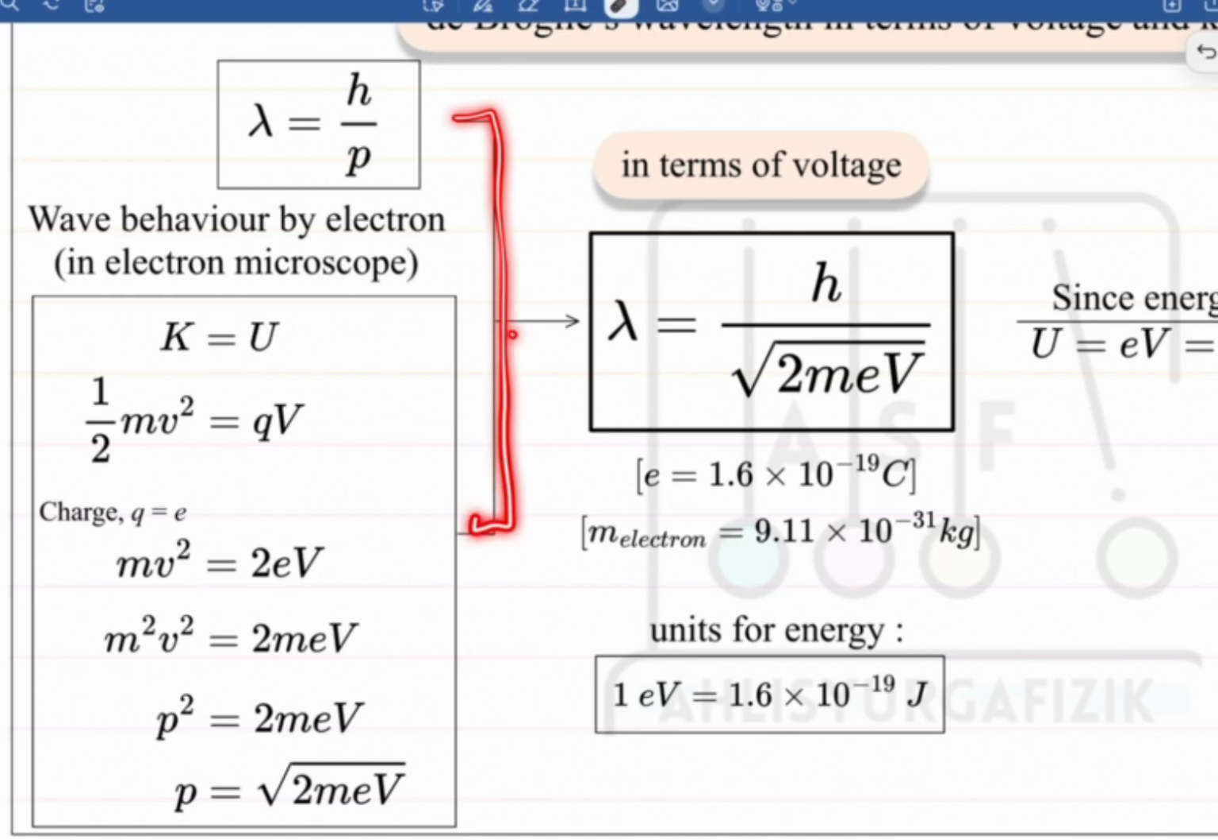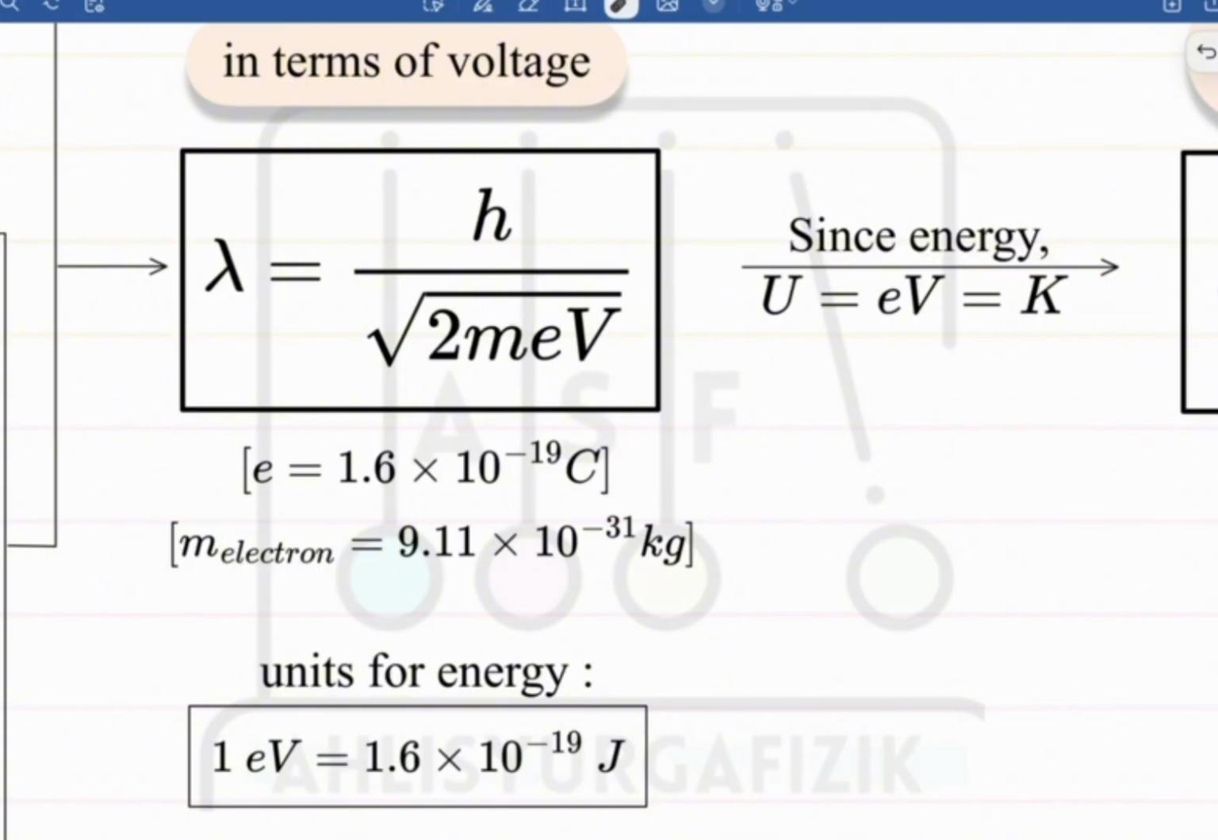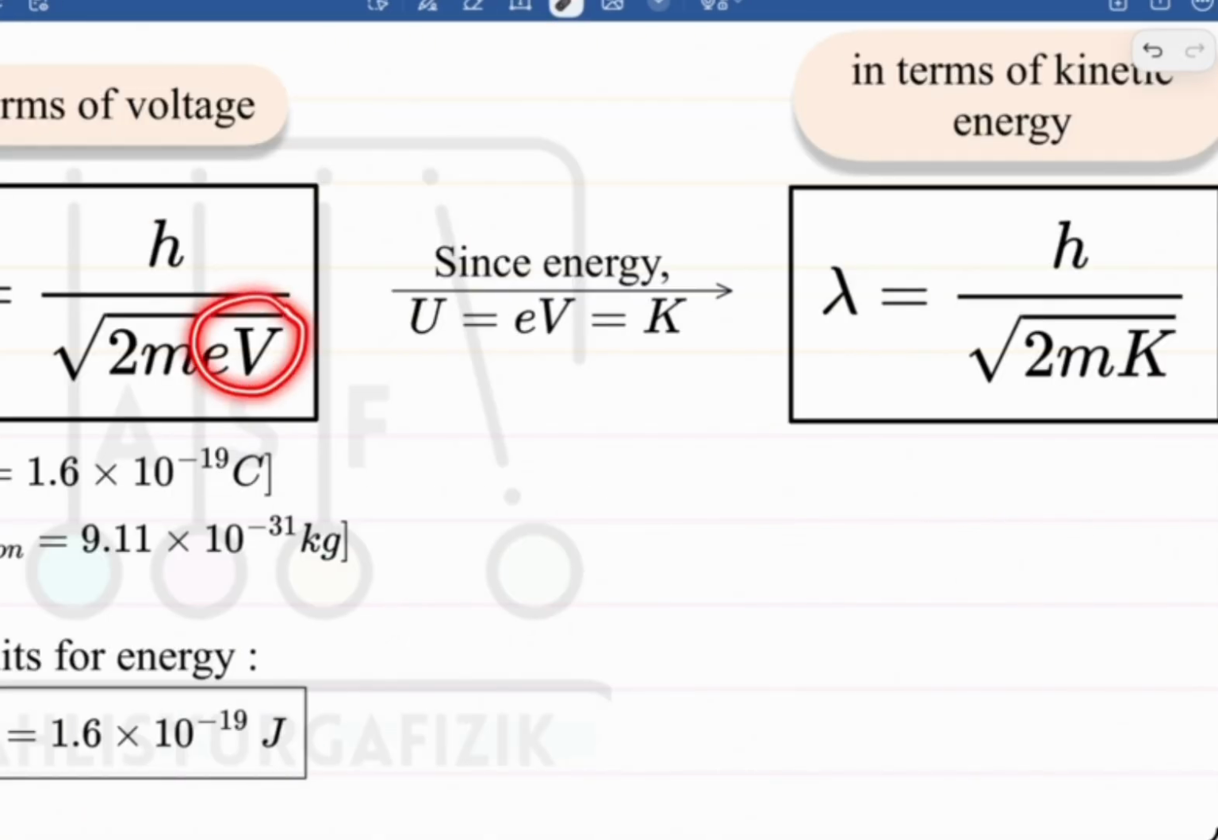We combine this with the de Broglie wavelength, and we get, in terms of voltage, lambda equals h over root 2meV, where e is 1.6 times 10 to the power of negative 19 coulomb, the mass of the electron is 9.11 times 10 to the power of negative 31 kilograms, and if you are to change the unit for energy, you can use 1 electron volt equals 1.6 times 10 to the power of negative 19 joule. Next, since energy can be electric potential energy or electron volt or kinetic energy, we substitute electron volt with kinetic energy, and we got lambda equals h over root 2mK, K as in kinetic energy.